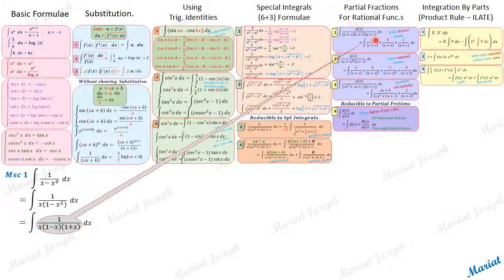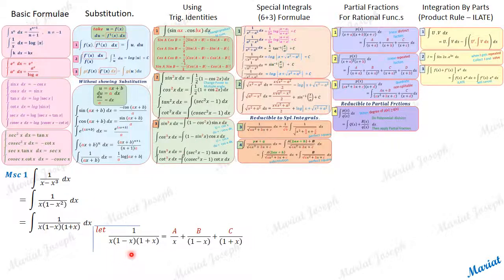When the denominator is linear distinct factors, then the pattern is this. Each of the linear factors are written as the denominator with 3 different constants. Let's try to write it in that form. So let this integrand be in the form a upon first factor x, plus b upon second factor 1 minus x, plus c upon 1 plus x, if possible. Is it possible to write so? Yet to see. Let's try to find the values of a, b and c.